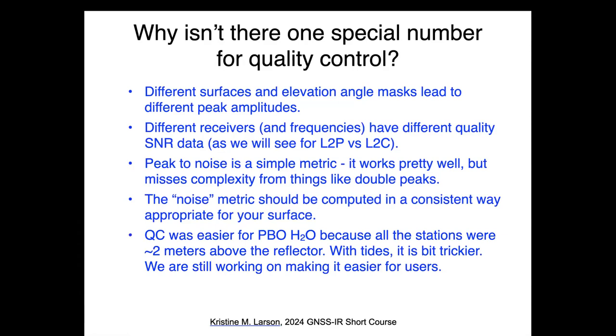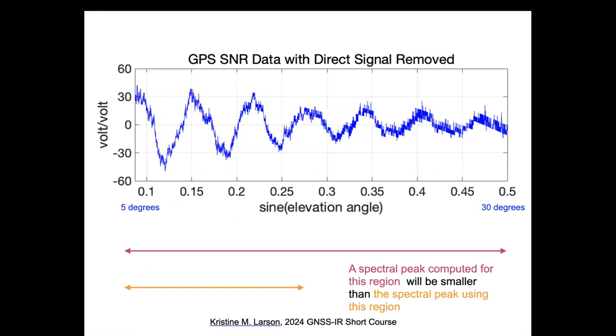So again, quality control was easier for PBOH2O because all the stations were 2 meters tall. And so tides are a little bit trickier. So this is an example where I'm showing you, look, here's the SNR data on the top. I've changed it to be sine of elevation angle. So it's between 5 and 30 degrees. And I'm just pointing out that if you computed the average of the oscillations in this area, shown by this red pinky area, the average amplitude of these sine waves would be different than if you only used these low elevation angle ones, right? The amplitudes here are bigger than the ones if you averaged over the entire arc. So that's the kind of thing that can influence your quality control.